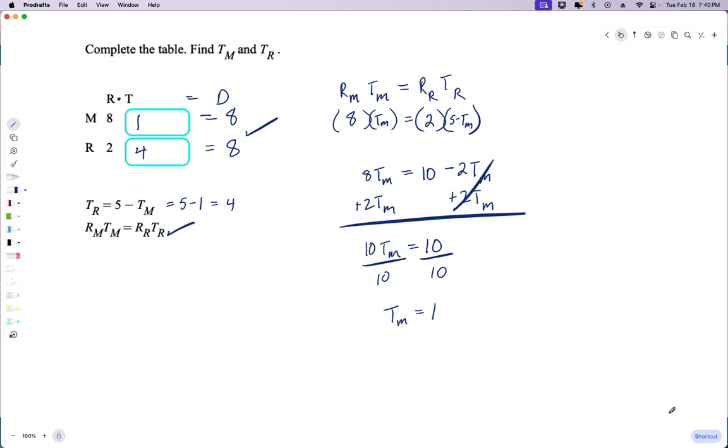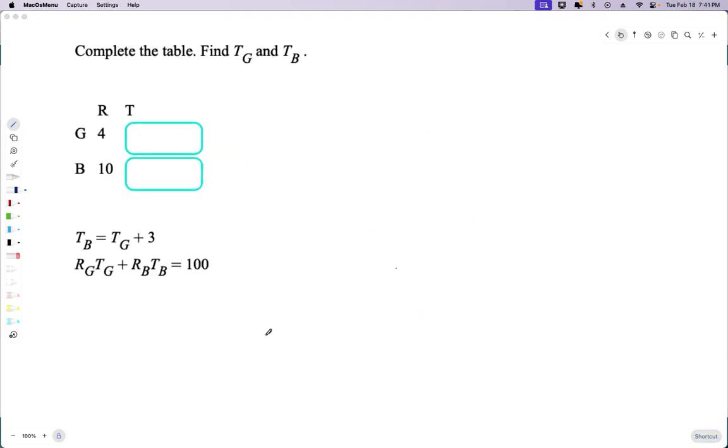Okay, let's look at the last problem. All right, so let's look at this one. We need to find TG and TB. Remember, rate times time is equal to distance. All right, and it says that the distance of G plus the distance of B is equal to 100. So when we add these two distances up, it should equal 100.